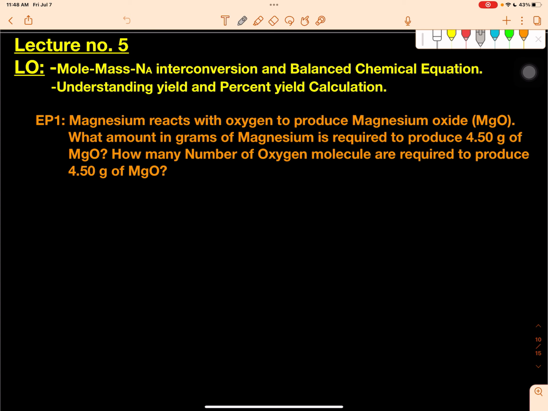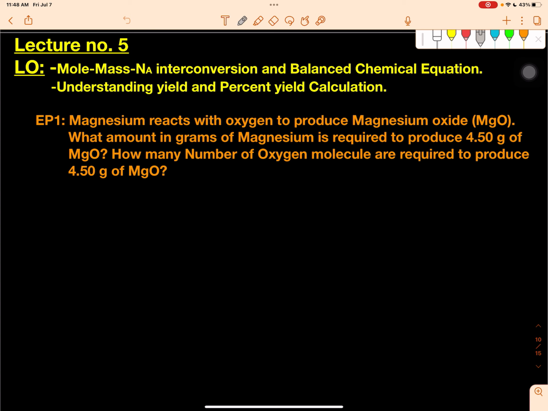Example problem number 1. Magnesium reacts with oxygen to produce magnesium oxide. What amount in grams of magnesium is required to produce 4.50 grams of magnesium oxide? How many oxygen molecules are required to produce 4.50 grams of magnesium oxide?